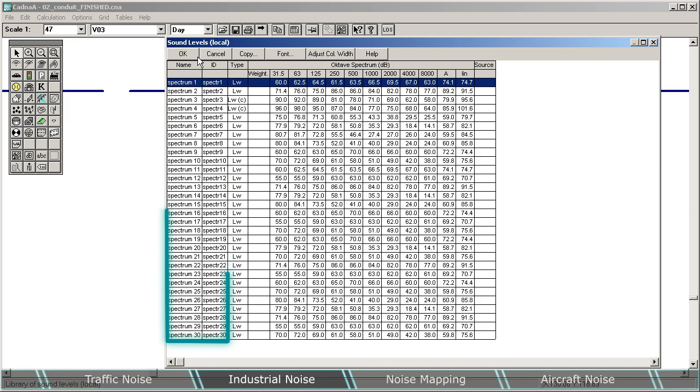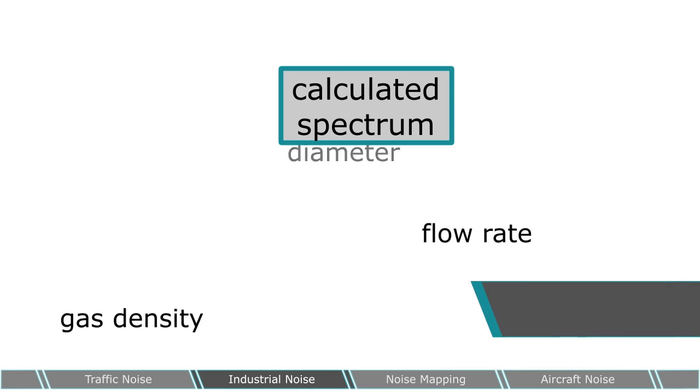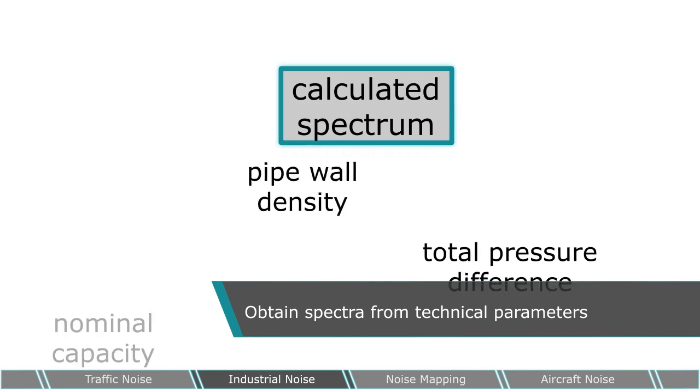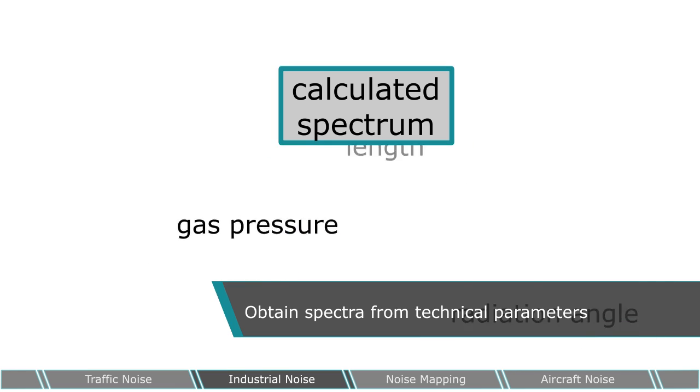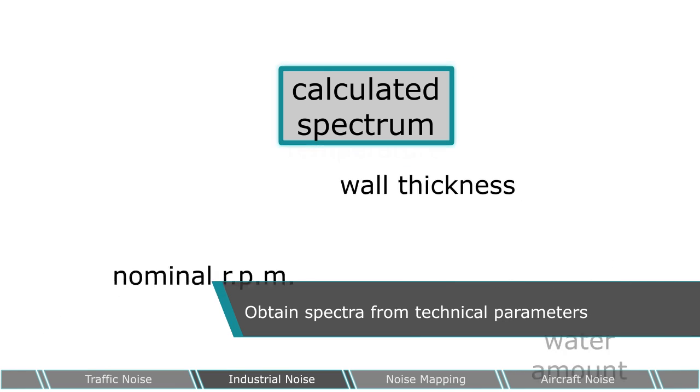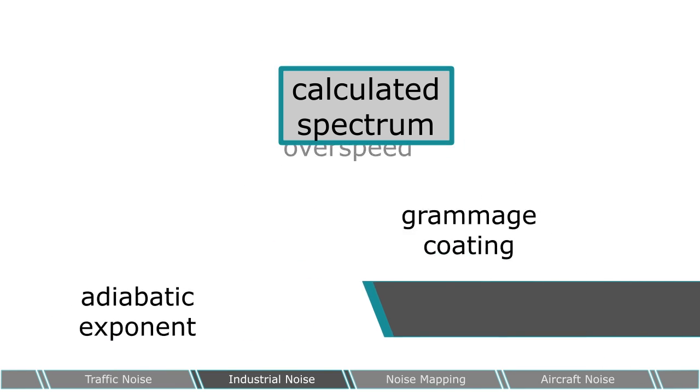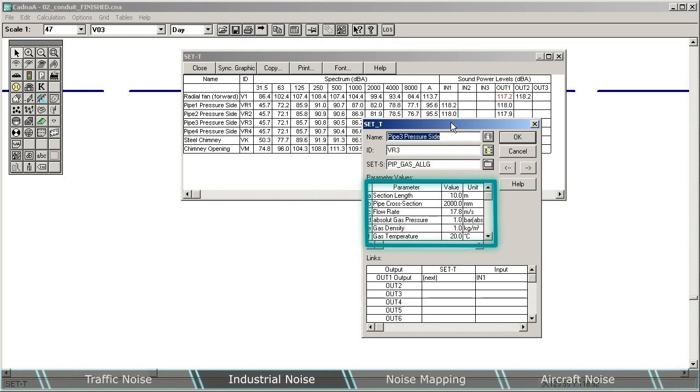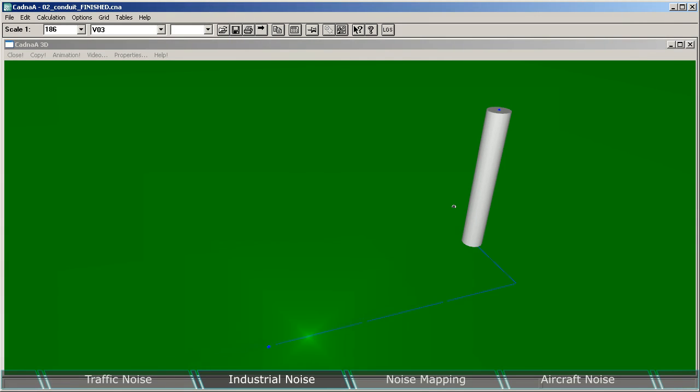But CadnaA goes even further. Instead of entering or importing spectra, they can be calculated directly from technical parameters, such as the length and diameter of a component. With CadnaA option SET, the results can be assigned to industrial sources for emission calculation, as in this example pipe. They can also be used to calculate transmission to other elements, here for a whole pipeline.